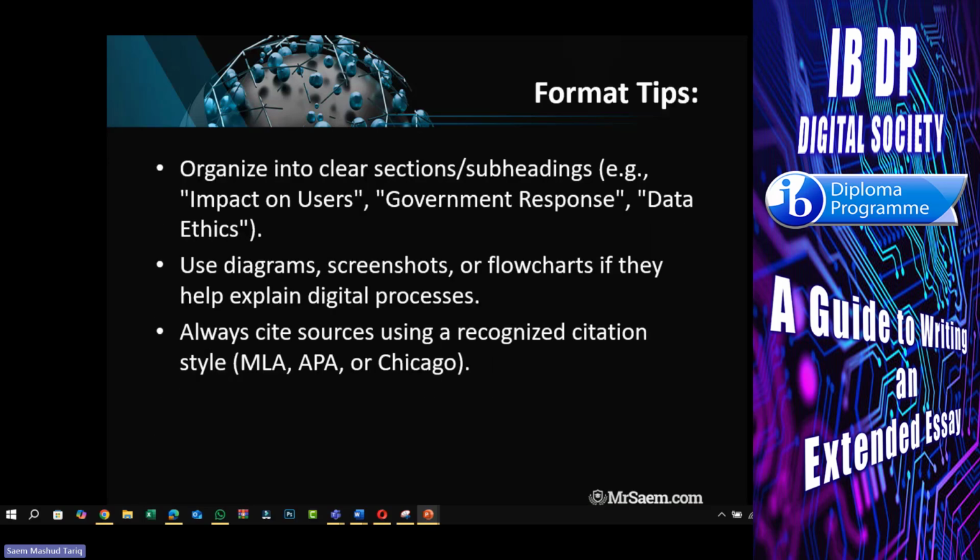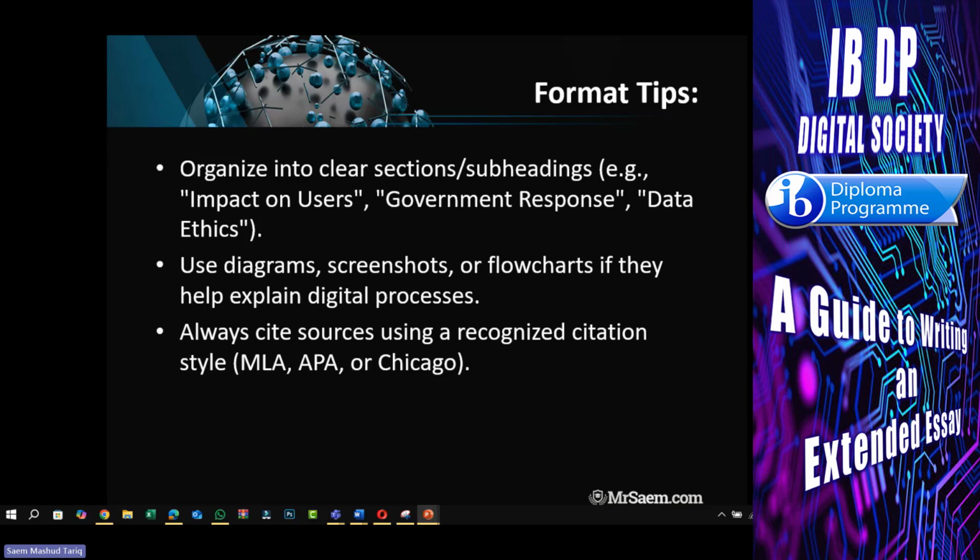Okay, formatting. Since you are using digital technologies and you are a digital society student, it will be very important for you that आपकी formatting again should be one level up than other students who are doing maths, physics, or whatever.